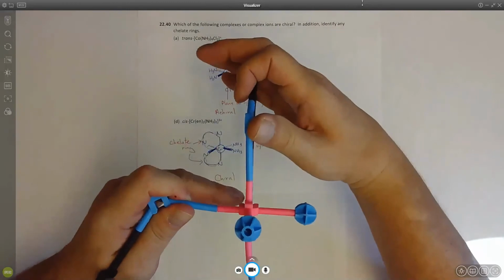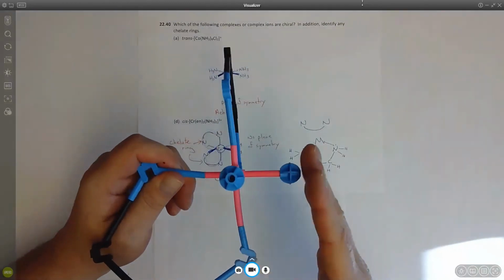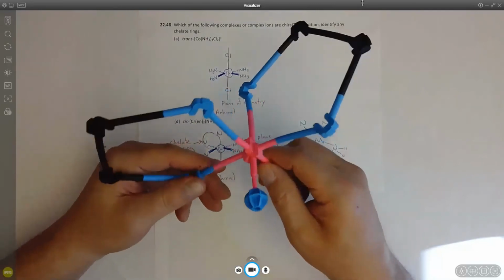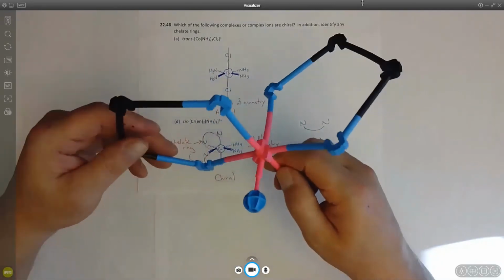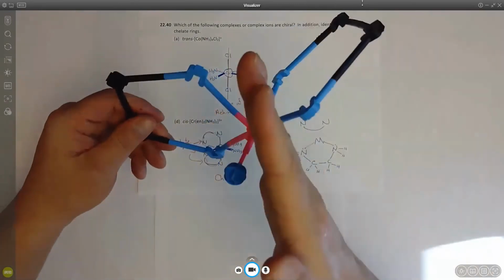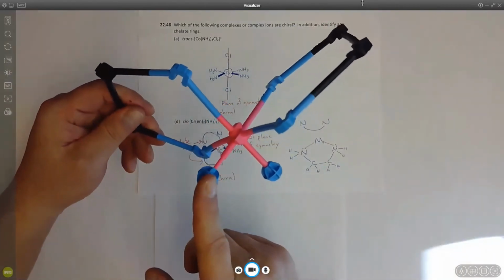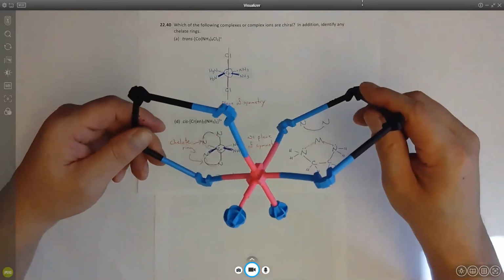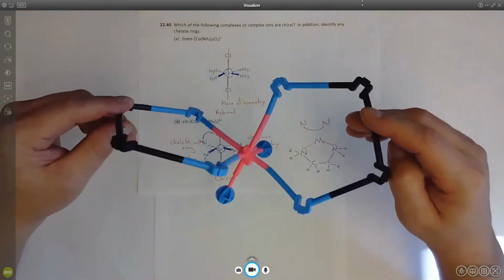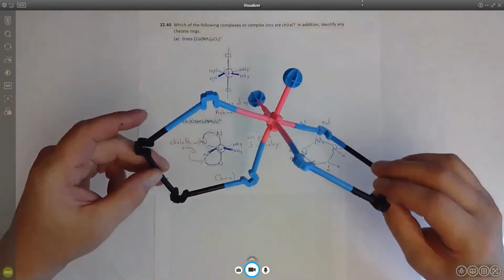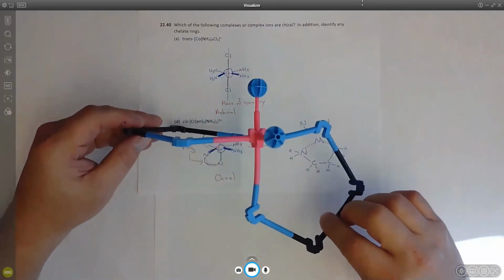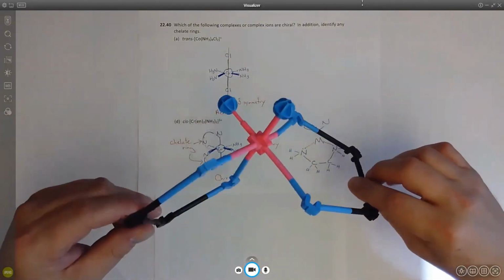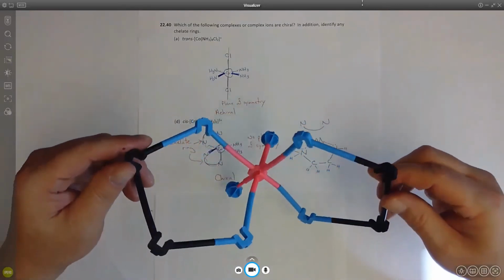If you try to slice it this way, we can see that this side is definitely different than this side over here. We could try to slice it this way, but this one's on top, this one's on the bottom, and again, you can see these two are different as well. So there's no plane of symmetry with this molecule. There's no way to cut it in half to get two sides that are exactly the same as one another.